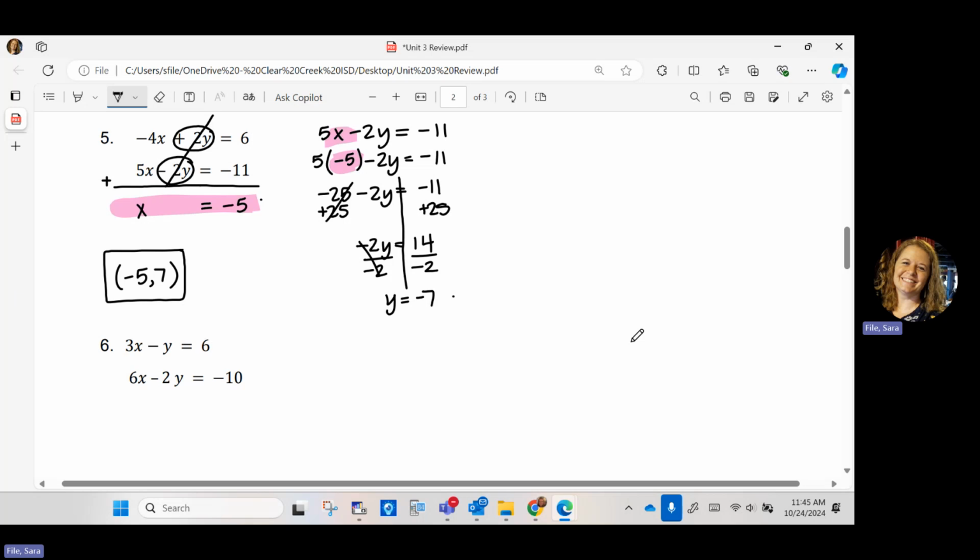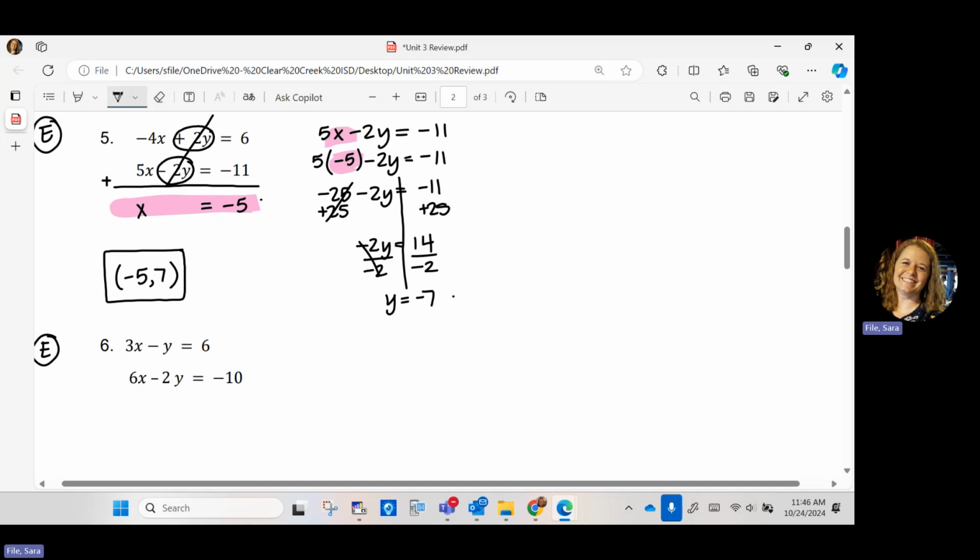Okay, now in number 6, this one's also set up for elimination. I'm just going to put an E or an S out to the side for elimination or substitution. So here we did elimination. Here we're going to do elimination as well. Okay, now they don't eliminate yet. We have to do something first because they're not complete opposites.